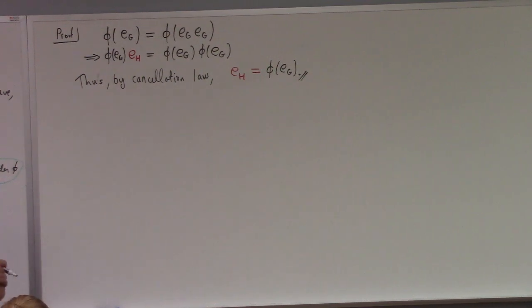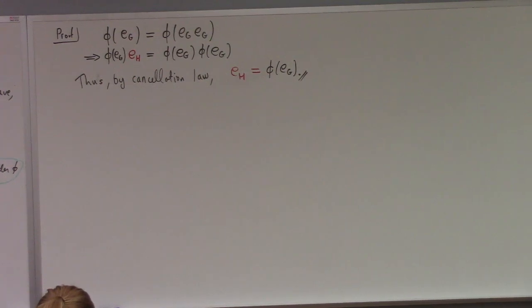Did I even use onto? Did I use one-to-one or onto here? I don't think I did. I've used that phi of G is mapping into H, in other words, that phi is at least a function as it's presented. But I did not use injectivity. I did not use surjectivity. In fact, this would still be true if we did not assume that phi was an injection or a surjection.